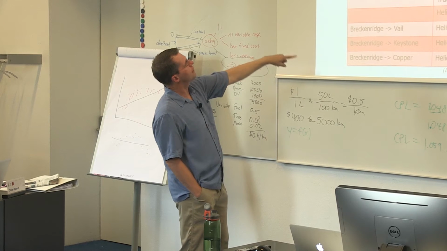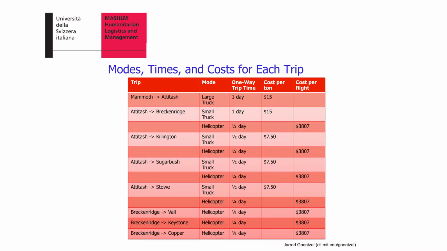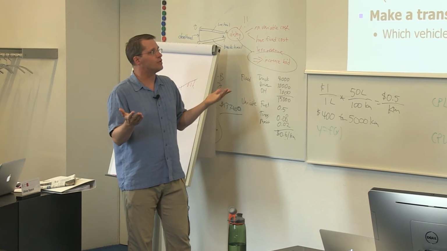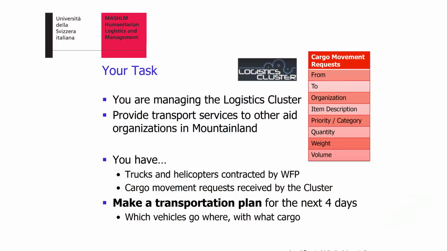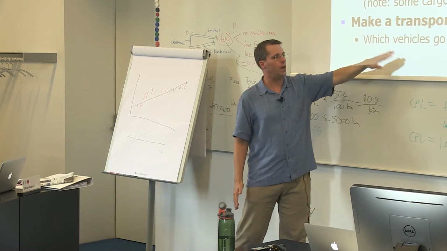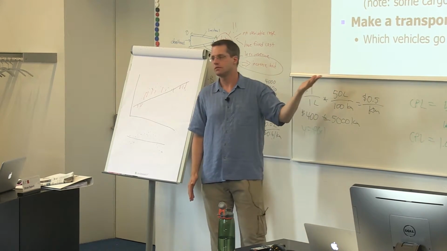This is the operational network showing what can move between the different locations, the vehicles that can move across them, how long they take, and how much they cost per ton. Your task is simple. You have to make a transportation plan for the next 4 days. In making this plan, you simply have to determine which vehicles go where with what cargo. Total weight. We're talking about the total weight.